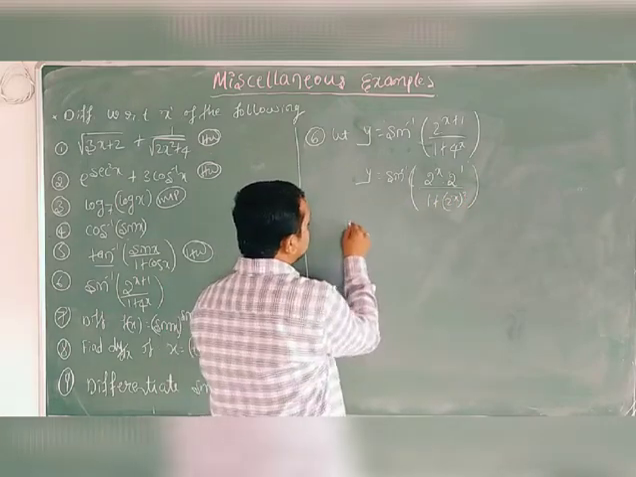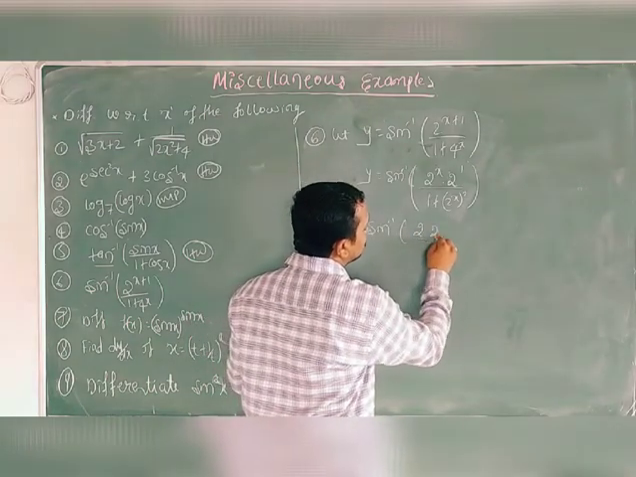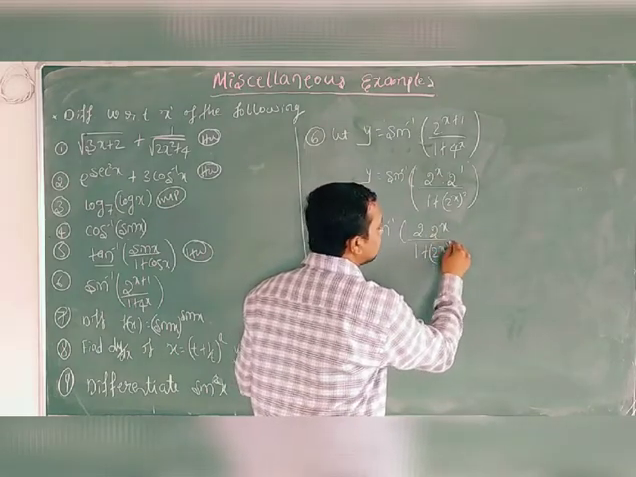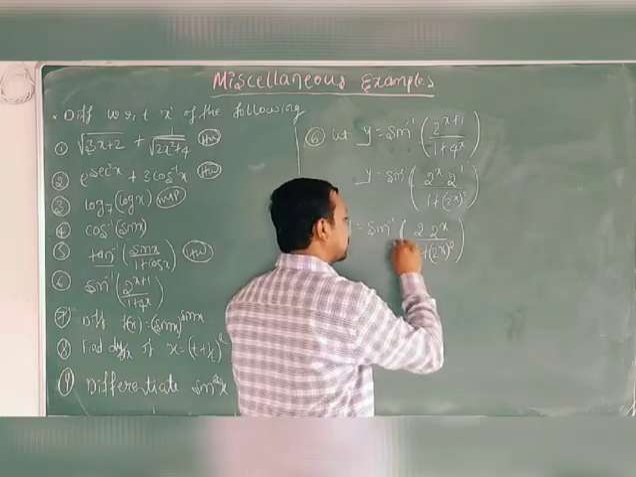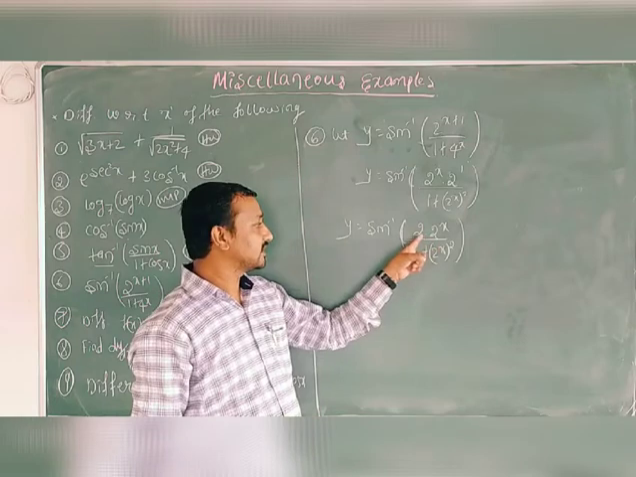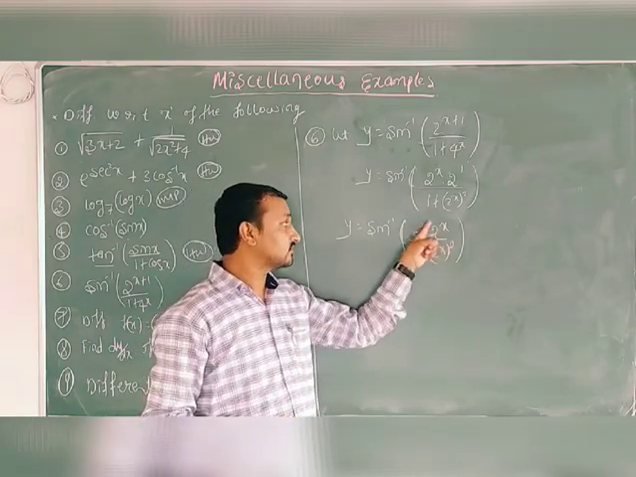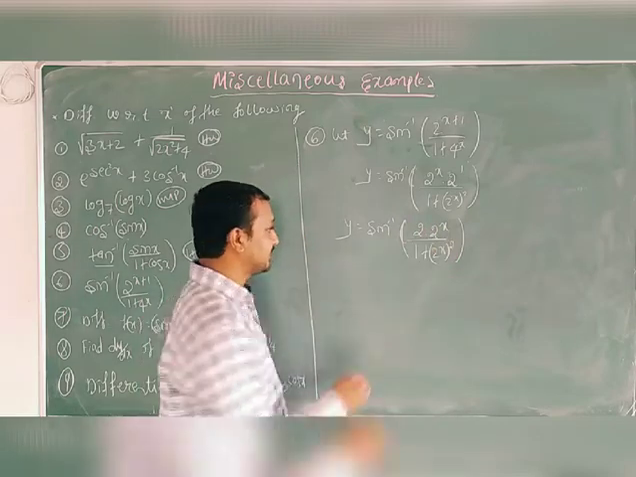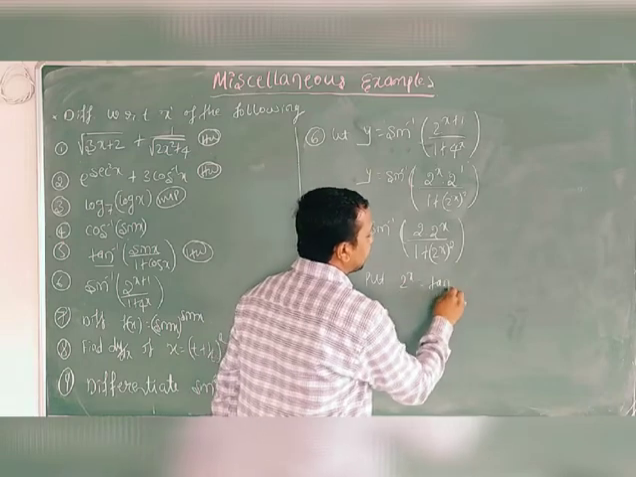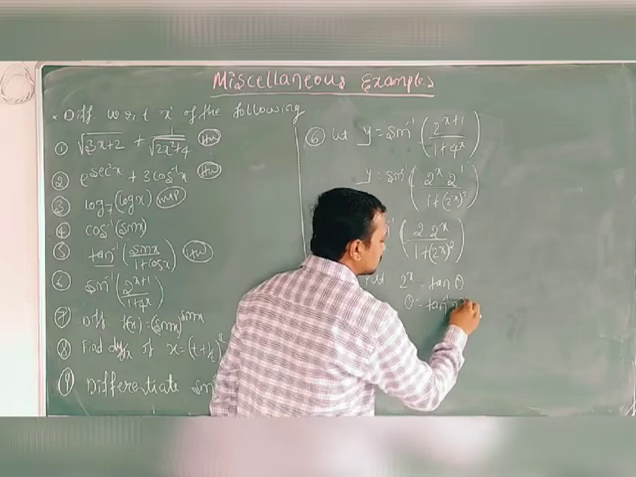So I can write y is equal to sin inverse of 2 into 2 raised to x divided by 1 plus 2 raised to x, its whole square. This is of the form where you can put one term equal to tan theta, then automatically 2 tan theta divided by 1 plus tan square theta. Here put 2 raised to x equal to tan theta. This implies that theta equals tan inverse of 2 raised to x.